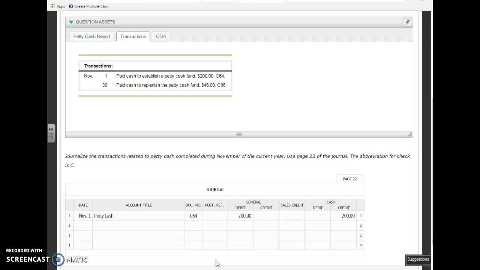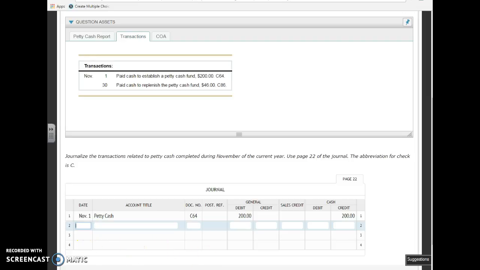Okay, the next transaction is on November 30th, we paid cash to replenish the petty cash fund, $46. Now, a lot of you want to just debit petty cash and show that increase, and credit cash and show that decrease. But what we need to do here is account for the expenses that were affected with our petty cash expenses.